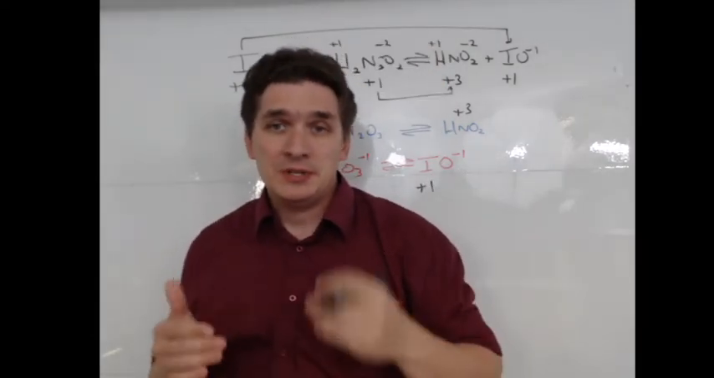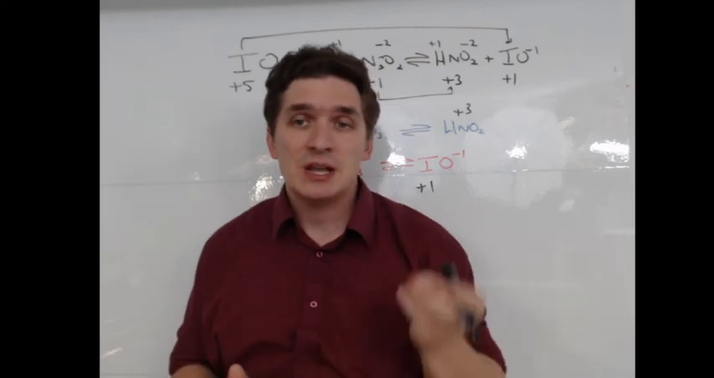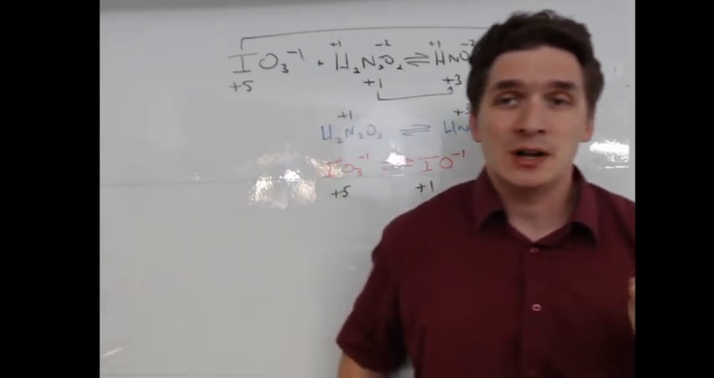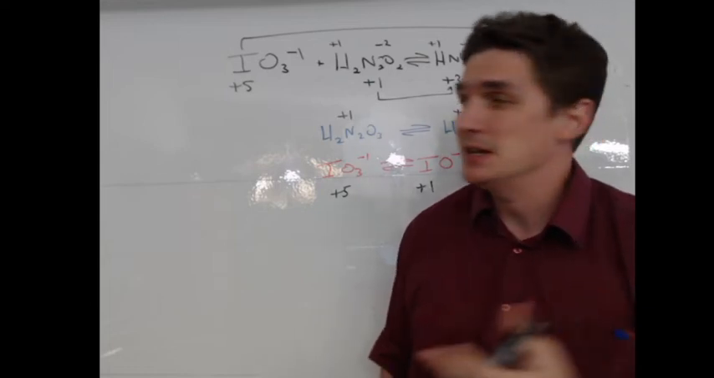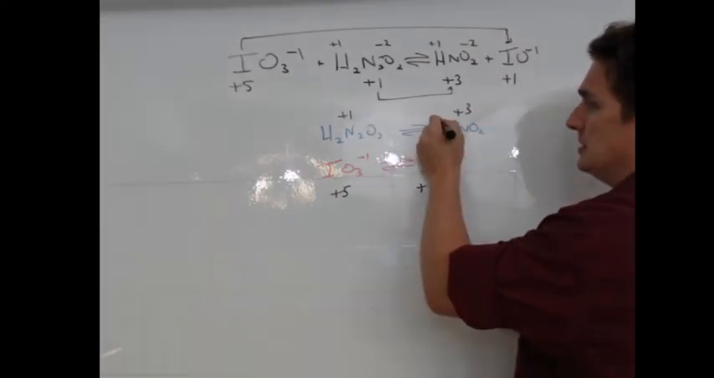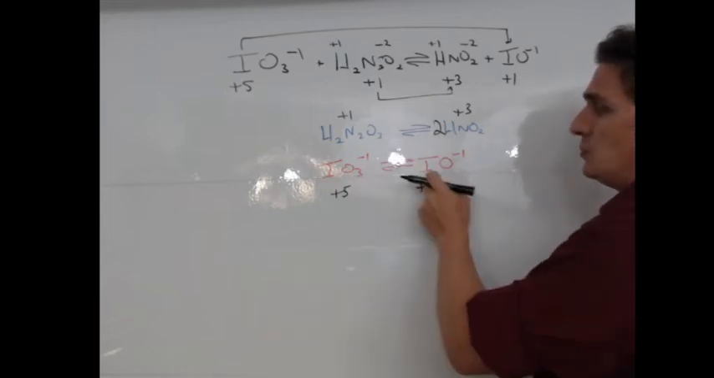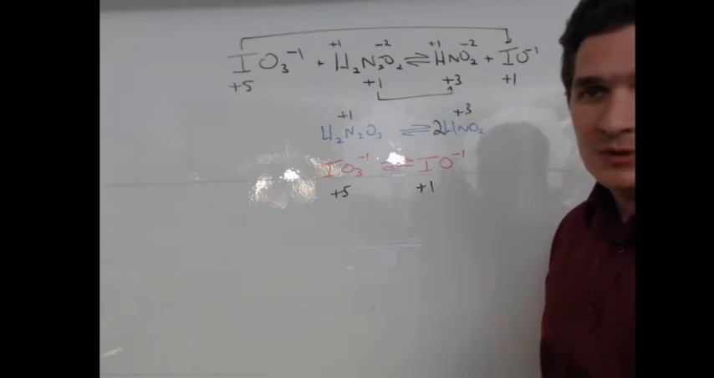First step, when you've broken them into the half reactions, is balance it like it's a half reaction. First step is always make sure you've got the number of oxidized or reduced species being the same. 2 nitrogens here, 1 here. So we need to put a 2 in front of the HNO2. Iodine is 1 to 1, so we're good in that regard.